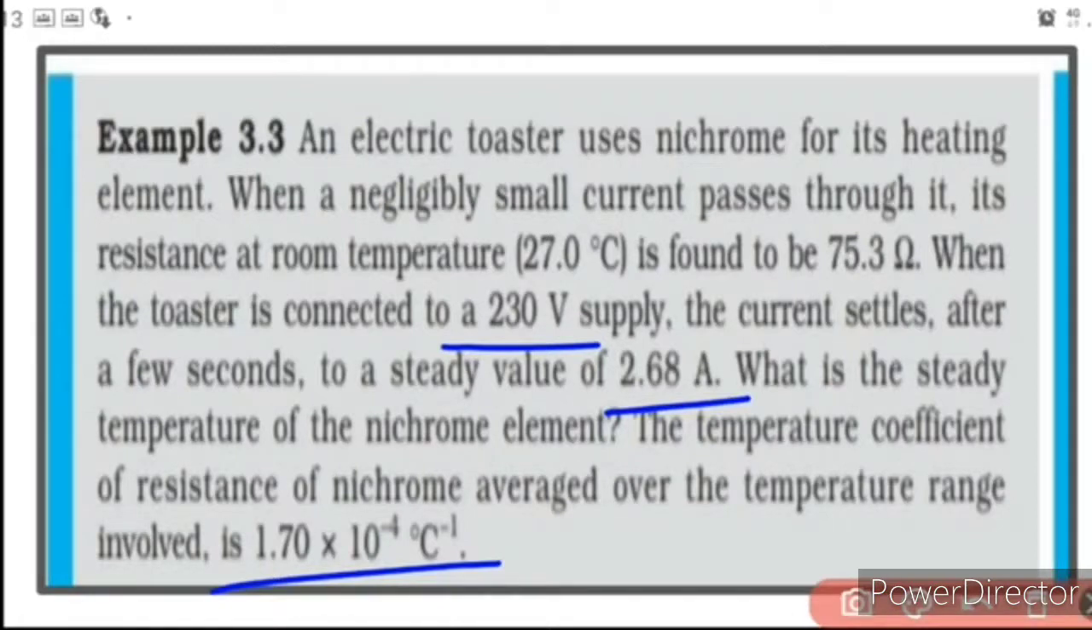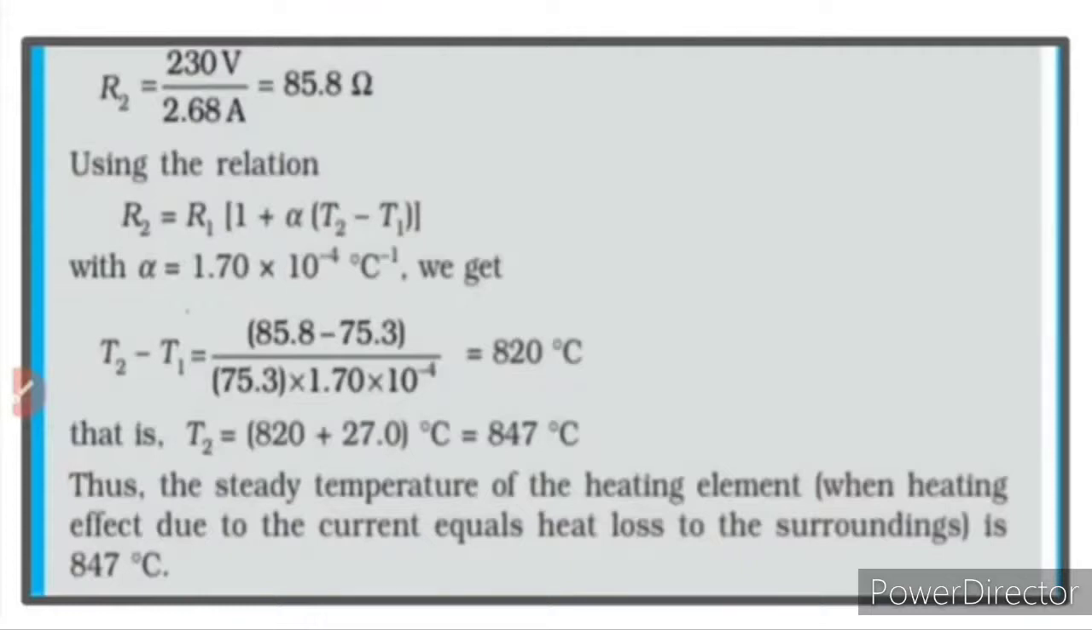So it's actually simple. It shows the substitution. Instead of taking RT and R0, they have used R1 and R2. No problem. So T1 is 27 degrees Celsius, R1 is 75.3, and R2 you are calculating as 230 by 2.68. By doing the calculation, you will get delta T, or T2 minus T1, as 820 degrees Celsius. So T2 is 820 plus 27, that is 847 degrees Celsius.